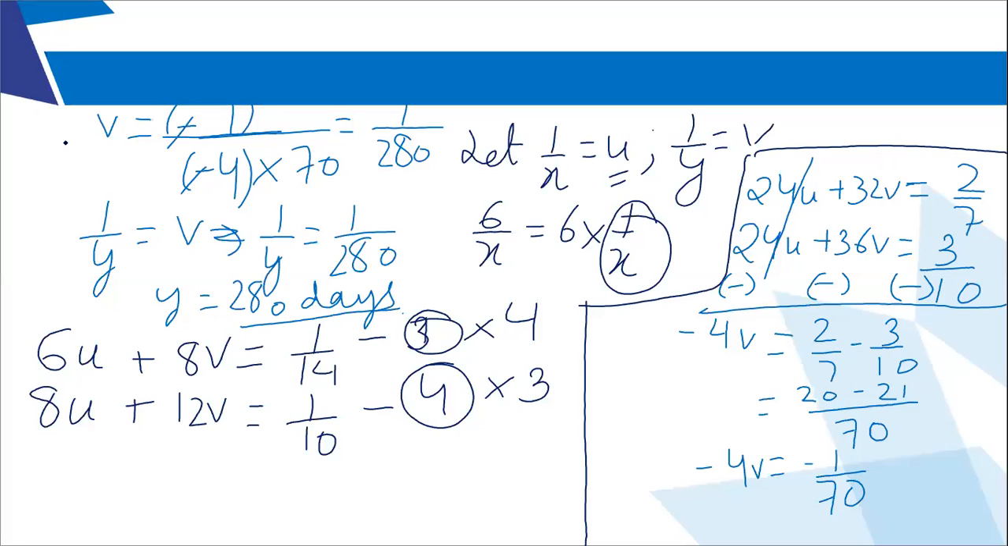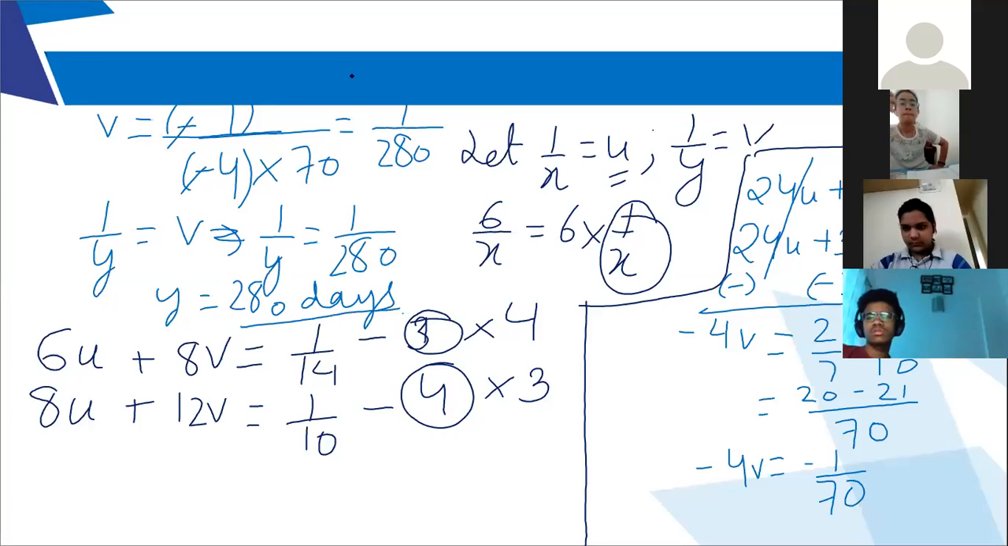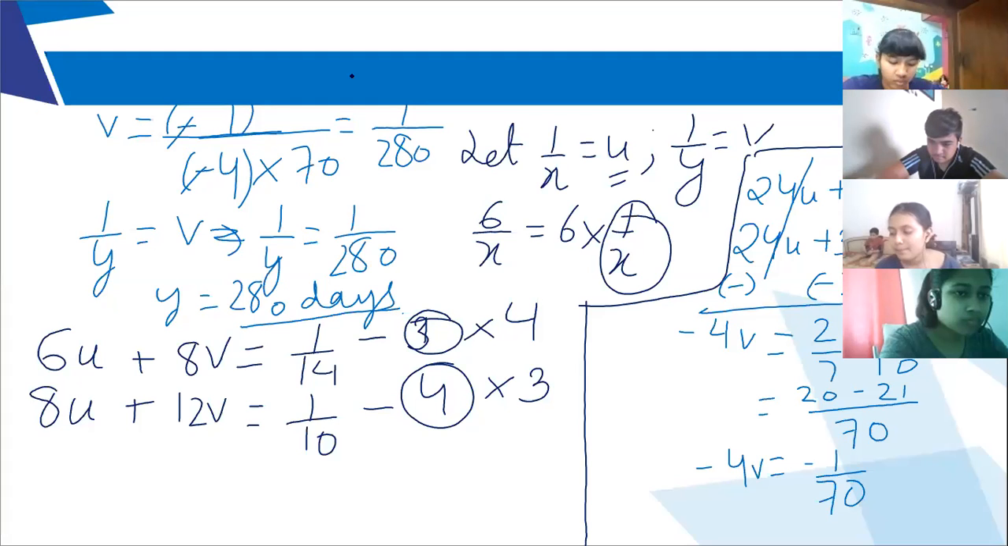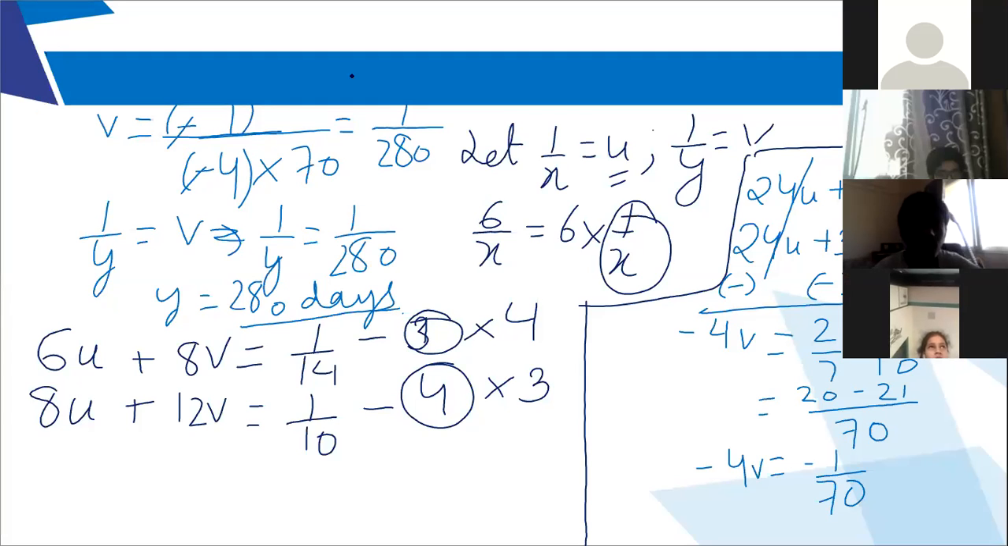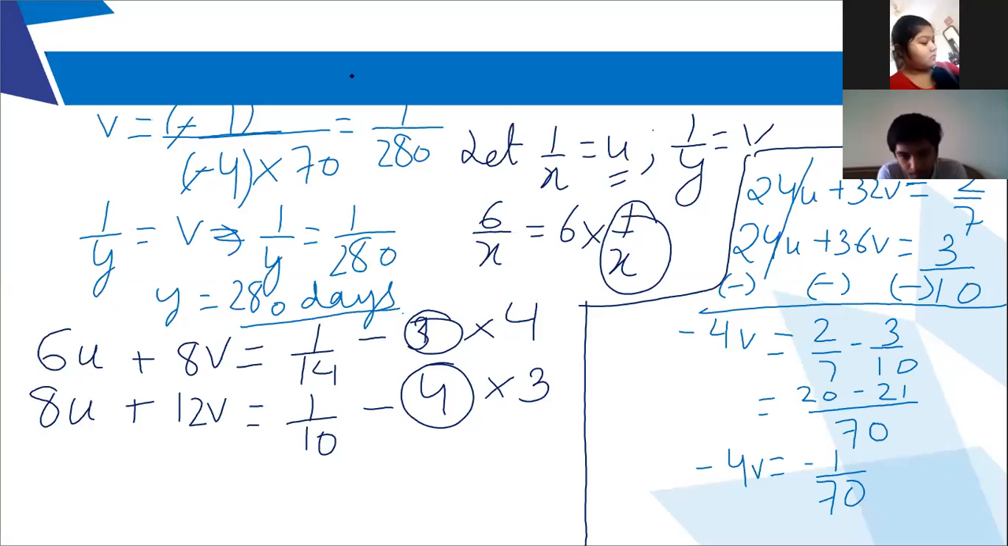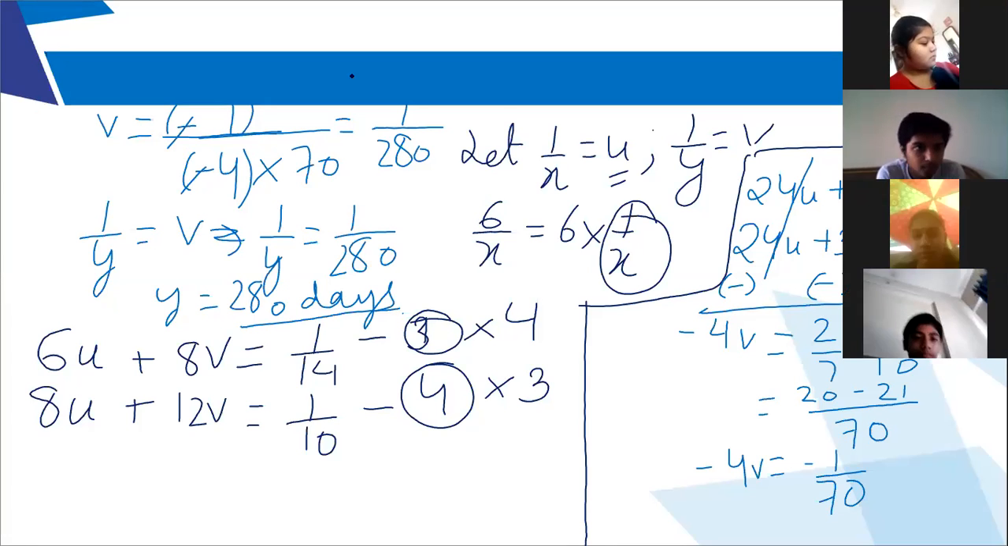So are you done with it, children? Now second variable you will be able to find out, right? Yes, children? Yes, ma'am. The 140. 140? Okay. Yes, ma'am. I also got same. If most of you are getting 140, then 140 will be the correct answer.